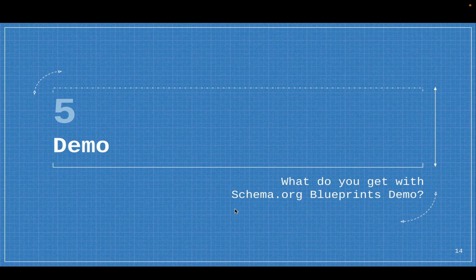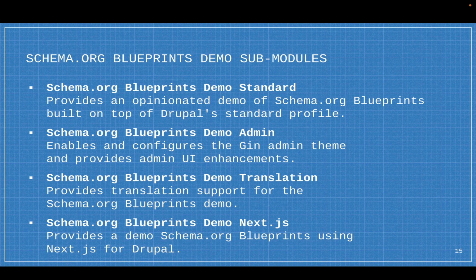So what do you get with the demo? What's going to happen? Well, there are 4 submodules. The demo standard submodule is basically just an opinionated demo based on the Drupal standard profile, or even our custom profile. They're both based off the standard profile. It's just that the demo profile has a few features removed.